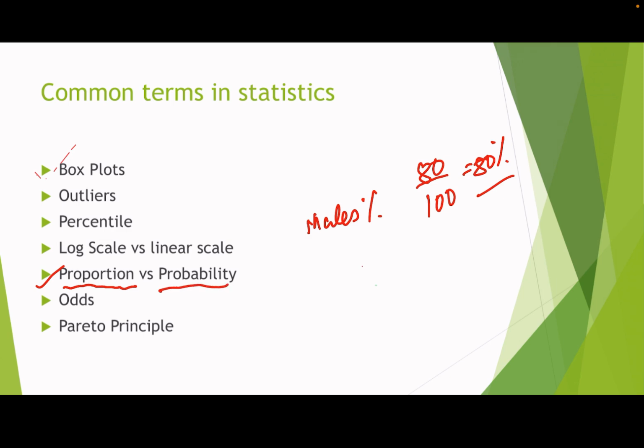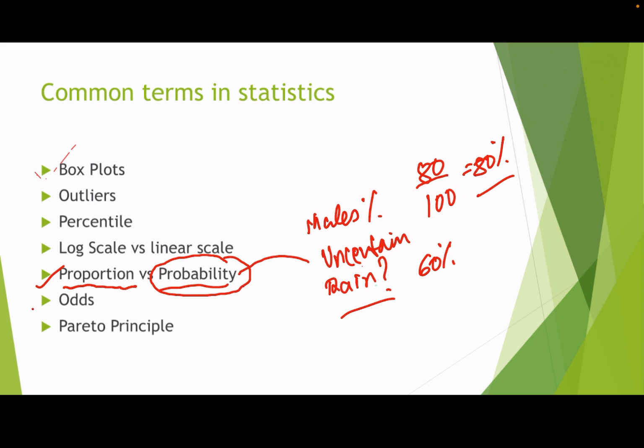But what is probability? Probability is different from proportion. We use the concept of probability when we are uncertain about the event. For example, whether it will rain or not. There is a 60% chance of rain. But it might also be possible that it might not rain. So probability is different from proportion, and probability is mostly used when things are uncertain.